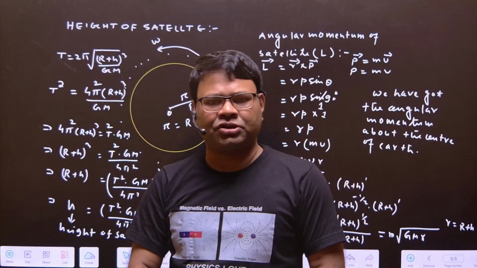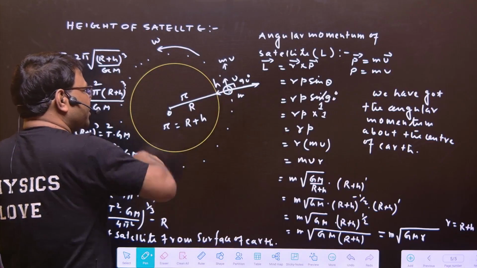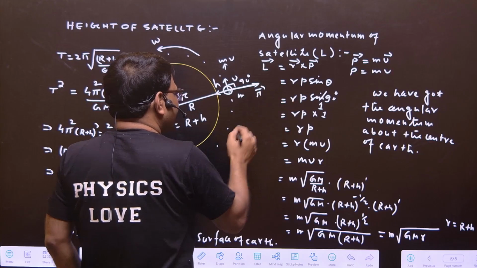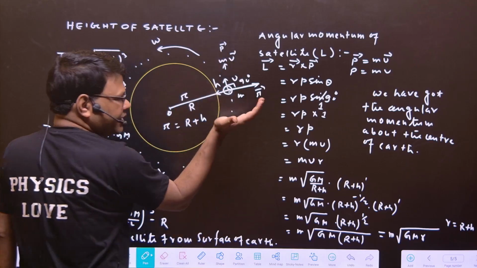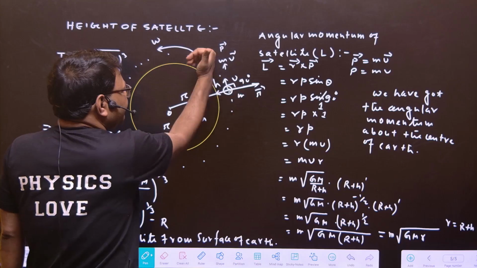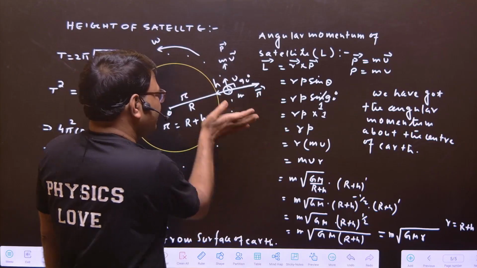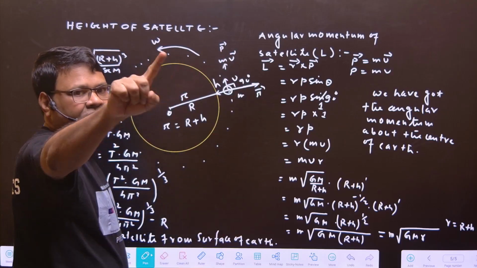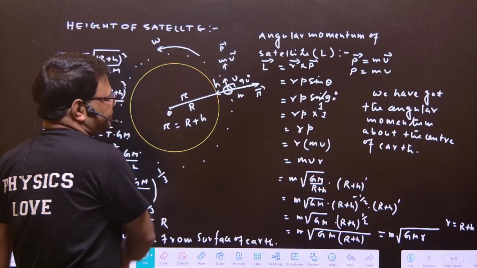But what will be the direction of the angular momentum? It is r cross p. Now see, the satellite is revolving around in this direction. This is the direction of r, and p is the momentum vector like this. Just curl the fingers of the right hand from r to p vector, and the thumb is going outward. That is the direction of the angular momentum, perpendicular, like this.